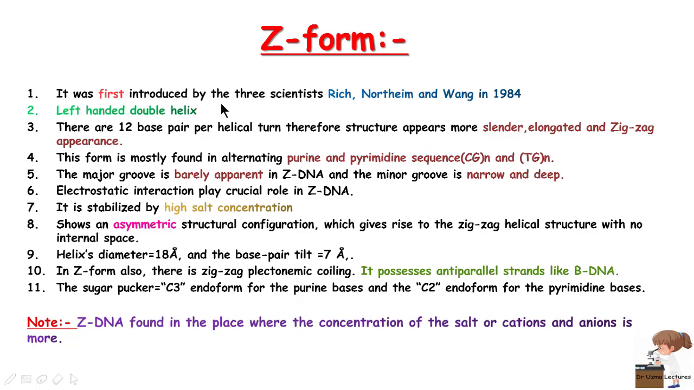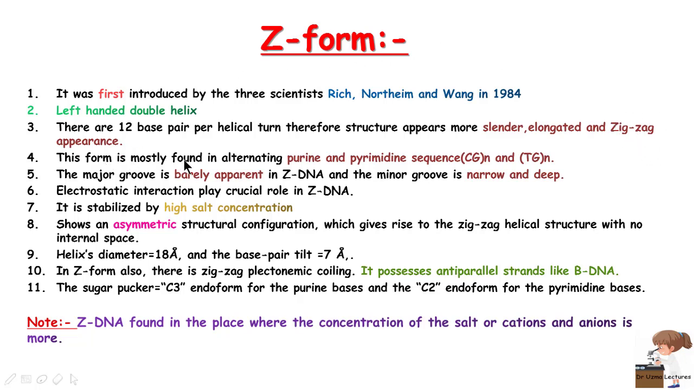It was first introduced by three scientists, Rich, Nordheim and Wang, in 1984, and its structure is a left-handed double helix. There are 12 base pairs per helical turn. Therefore, its structure appears to be slender, elongated, with a zigzag appearance. By the name zigzag, you can get the name Z form.